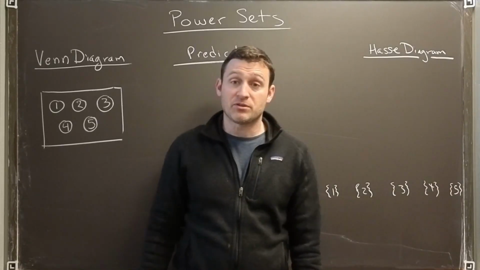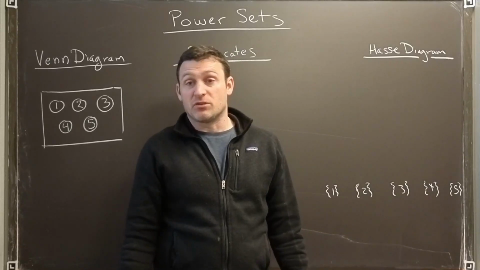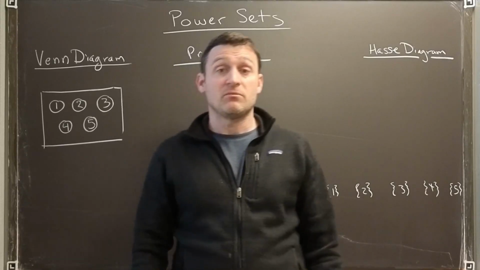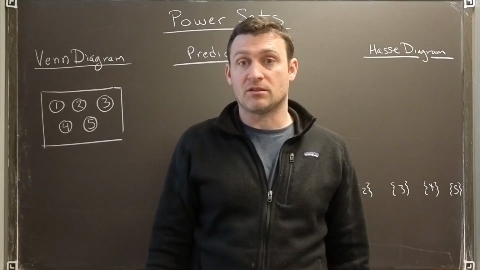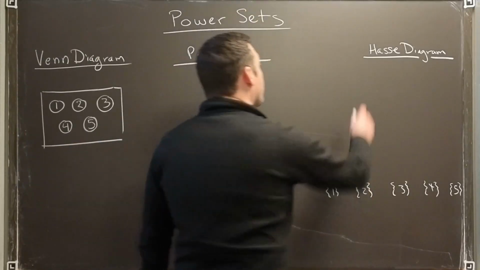I have 5 separate stars, so I have 5 separate things on my Hasse diagram. Because those only contain one star, they're very low in my Hasse diagram. What's another one that's obvious? The entire collection could be a constellation: 1, 2, 3, 4, 5. That would go at the top of my Hasse diagram.